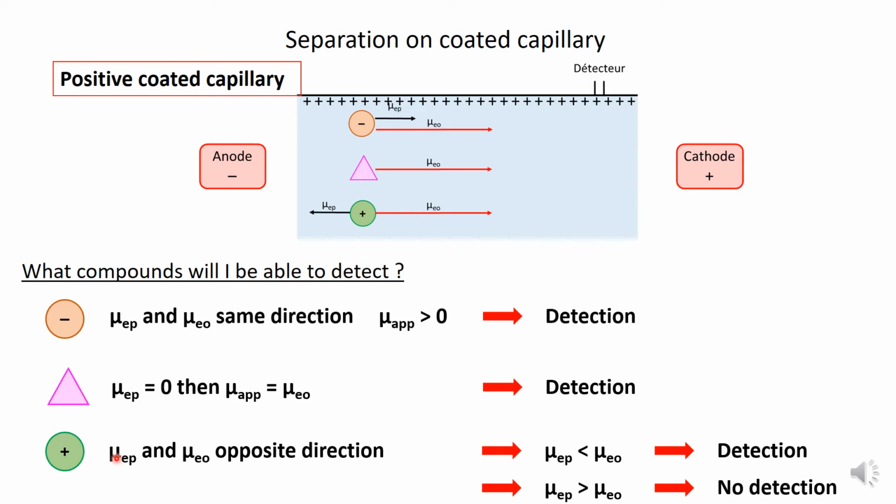And finally, concerning the cations, in that case, the electrophoretic mobility and the electroosmotic mobility have opposite directions. And then two cases. The first case is that the electrophoretic mobility is lower than the electroosmotic mobility. Then we have the detection. That's the case here. The second case is, of course, not the good case, where the electrophoretic mobility is higher than the electroosmotic mobility, and then we have no detection because the compound goes in the anode direction.